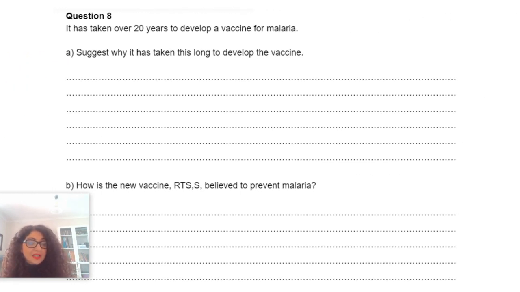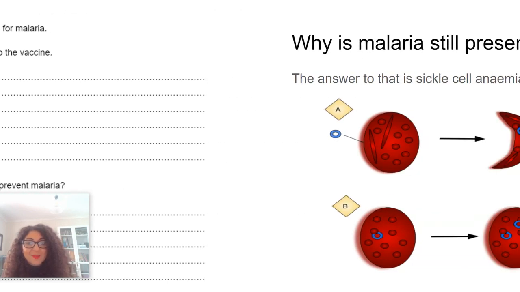I'd like you to please solve question 8, and it says, it has taken over 20 years to develop a vaccine for malaria. Suggest why it has taken this long to develop the vaccine. I have mentioned that in the video, so if you weren't paying attention, you might want to go back and watch the video again. And how is the new vaccine RTSS believed to prevent malaria? I've also gone through that in the video, so hopefully that'll help you answer the questions.